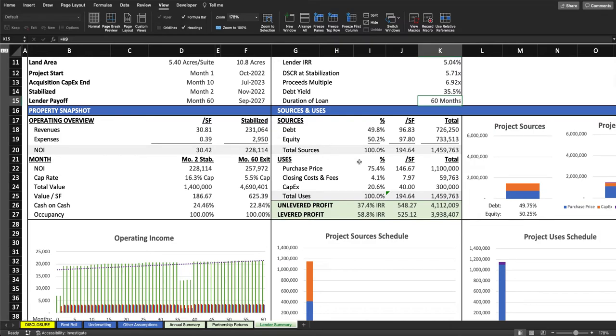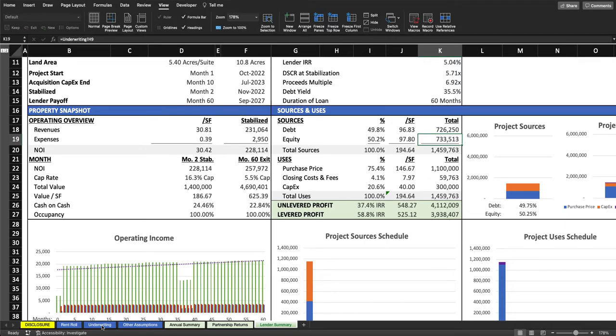You have the sources and uses. So again, debt, this is how much debt you're bringing to the table. Equity, this is how much equity you're bringing to the table. That totals the total sources. For the uses, you have purchase price, closing costs, CapEx. And you'll notice that this equity, that's 733,513, is going to look a bit different.